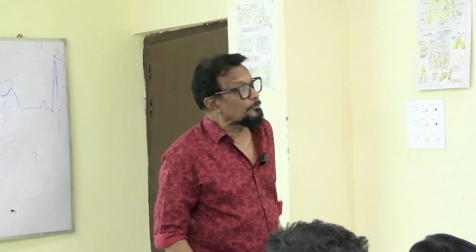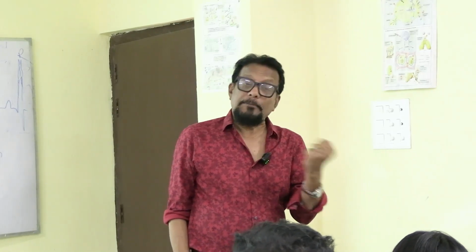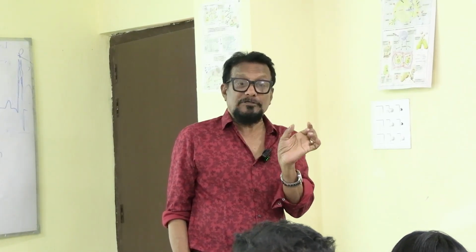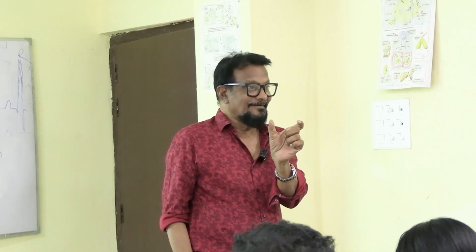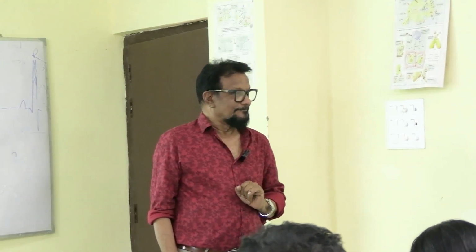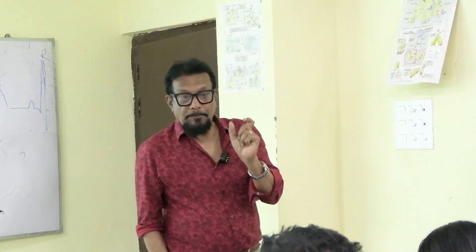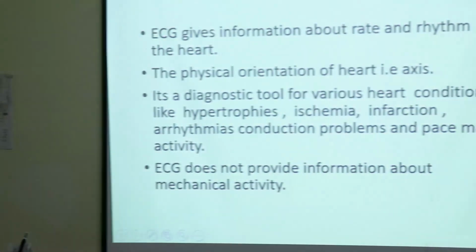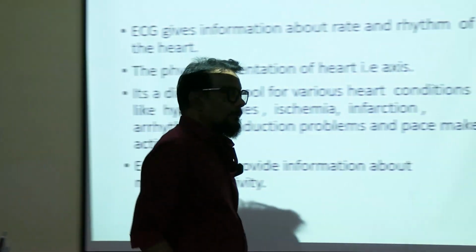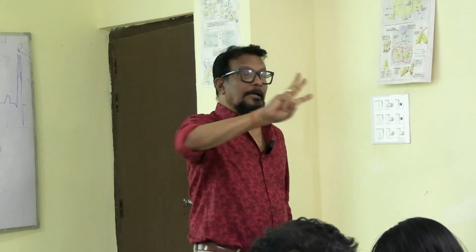In that way, you can also determine, say, AV block. AV block means SA node and AV node dissociation, meaning the SA nodal impulse is not coming to the AV node. How can you determine this? This is called AV nodal block, or AV block. So AV block can be of three types.